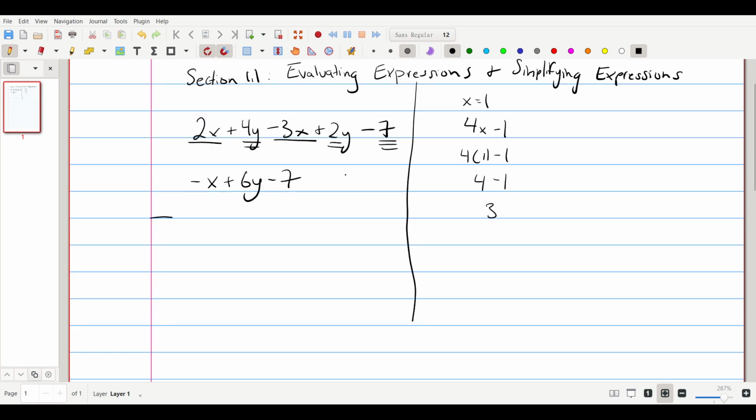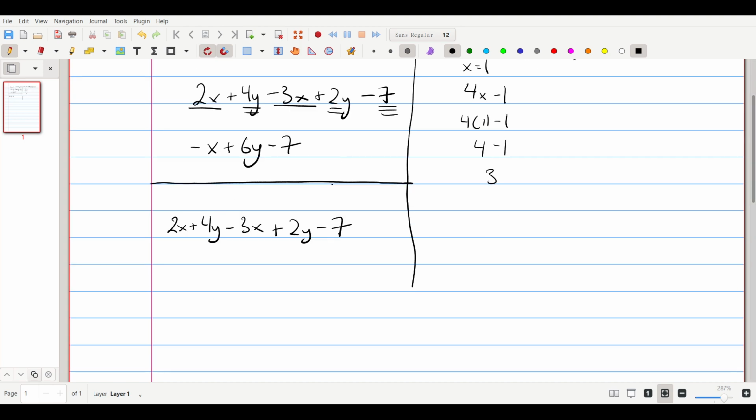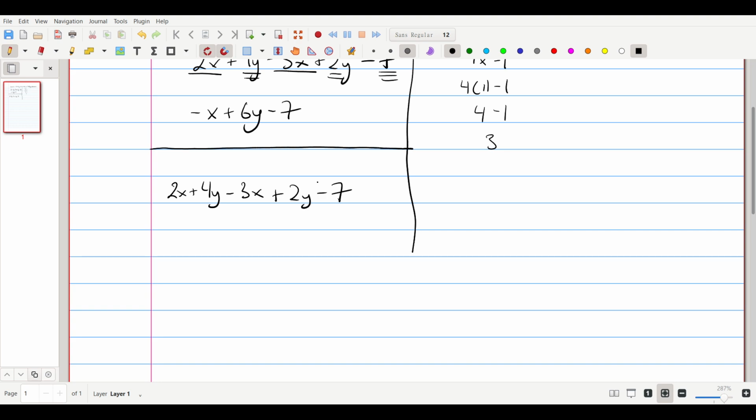Now, let's try to do this problem again using the properties of the real numbers that we learned in the previous section. Because what I would argue here is that how are you combining the 2x and the negative 3x if they're not right next to each other, right? We can basically only add stuff that's right next to each other. And so what you need to use from the previous section is this property, which we called the commutative property of addition. So if everything is addition, we can swap the order of things.